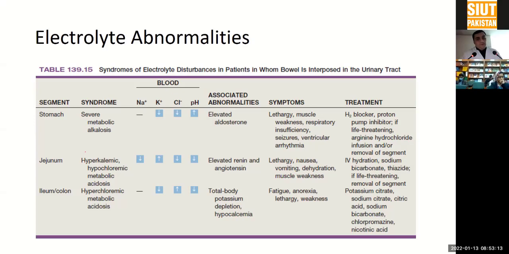In ileum, there is hyperchloremic metabolic acidosis, and the ammonium chloride is absorbed in exchange for the potassium. It is treated by giving potassium citrate or sodium citrate.